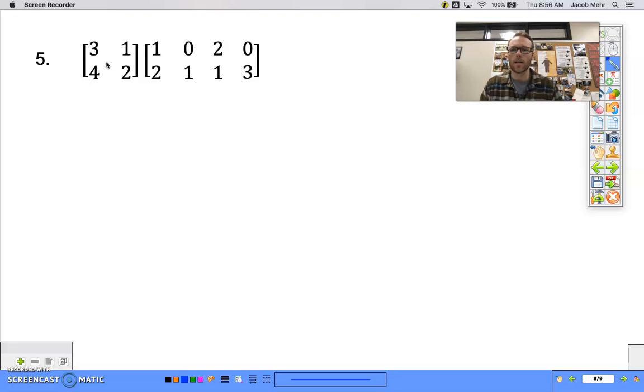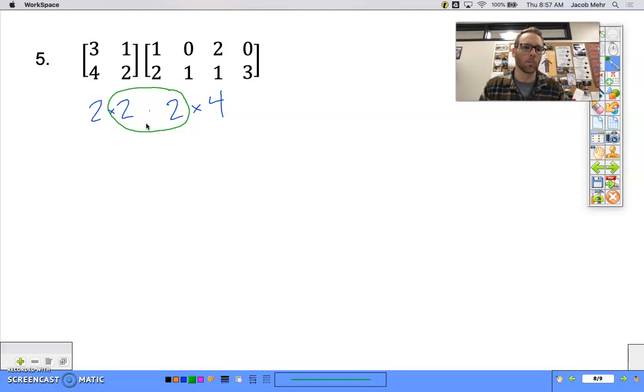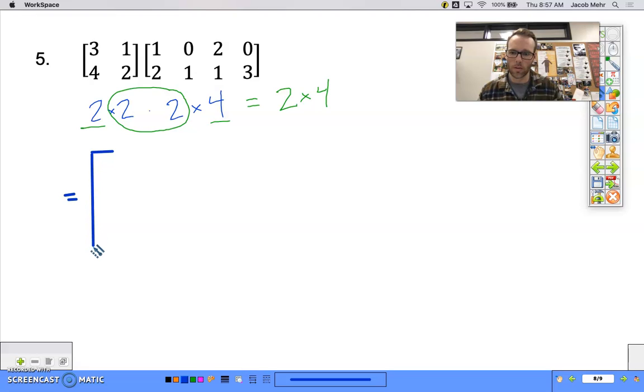So let's say I want to take this matrix times this matrix. Like I talked about at the end of the last video, it's important that we look at the dimensions. So we have a 2 by 2 matrix times a 2 by 4 matrix. So the first question is, can we actually multiply these? Okay, and when we look at these numbers, the number of columns in the first does equal the number of rows in the second, and our resulting matrix will be a 2 by 4 matrix. So let's get that set up. 2 by 4, so 2 rows, 4 columns.